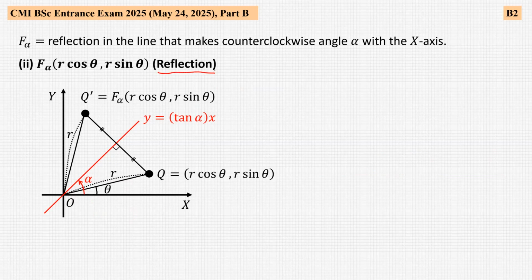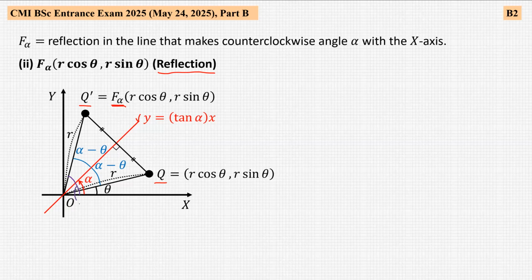Next, the reflection. Similarly, let Q be the initial point (r cosine theta, r sine theta), and Q prime be the reflected point. The red line in the figure is the line of symmetry. Notice that the line of symmetry and line OQ form angle alpha minus theta. Hence, the angle between the line of symmetry and line OQ prime is also alpha minus theta.